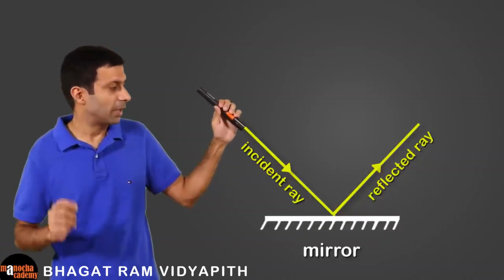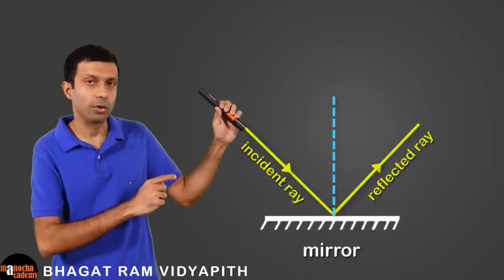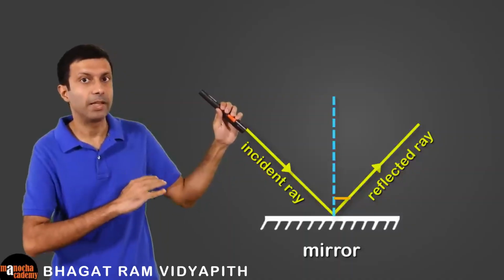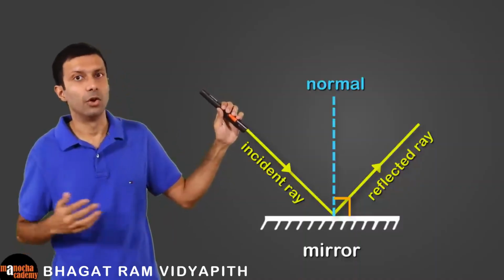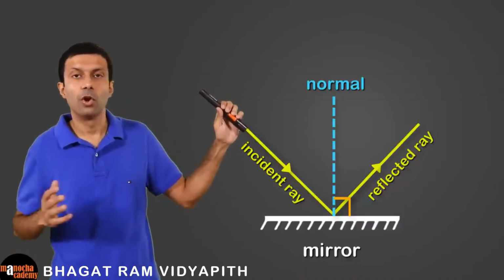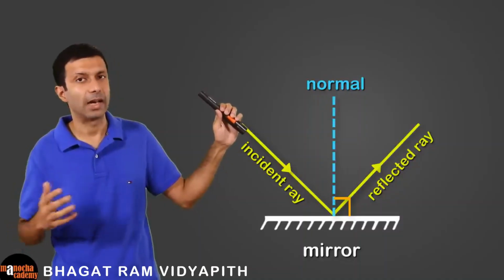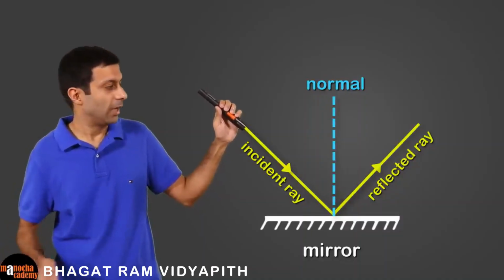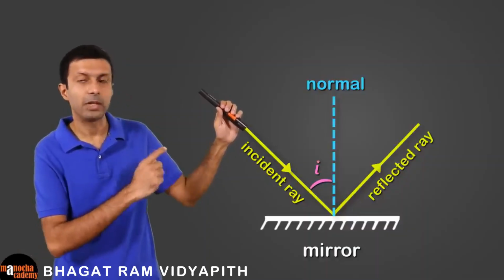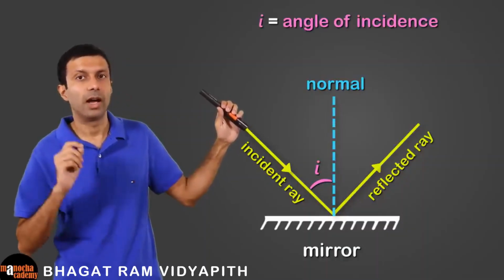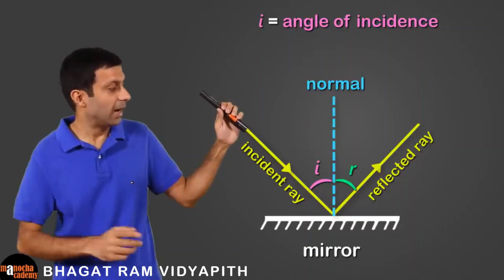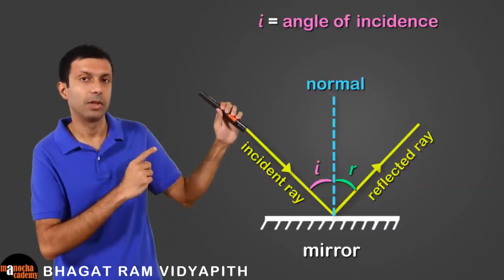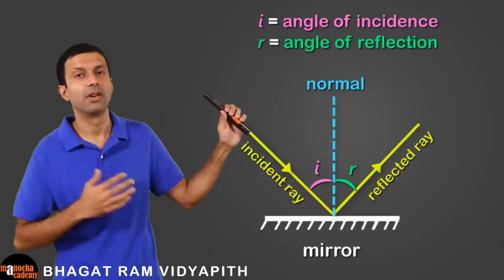Now we can draw an imaginary line at the point of incidence that is perpendicular to the mirror. And this line is called the normal. The normal is used to measure the angles here. So the angle the incident ray makes with the normal is called the angle of incidence. And similarly, the angle the reflected ray makes with the normal is called the angle of reflection.